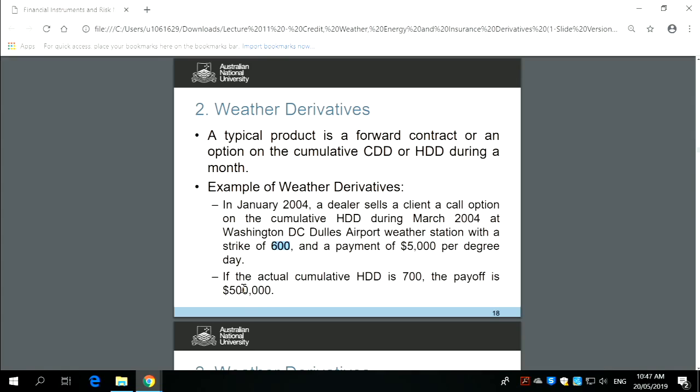So this is how weather derivatives work. Usually the contract is specified in cumulative terms.